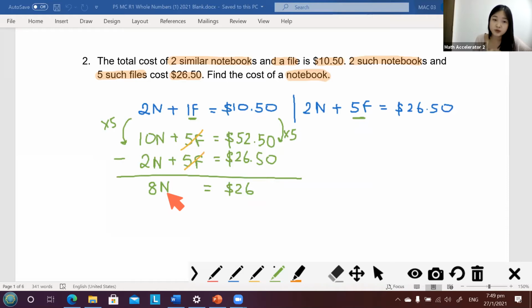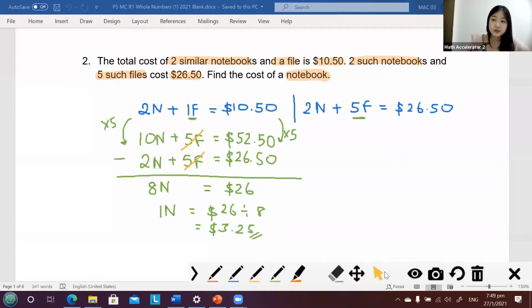We want 1 notebook. So last step, what should you do? To find just 1, we have 8 of it already. So final step, yep, divide by 8. So your final answer will be $3.25. Yes. For those of you who have been typing $3.25 in the chat, that is correct.